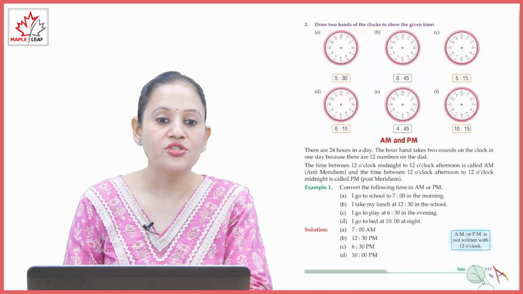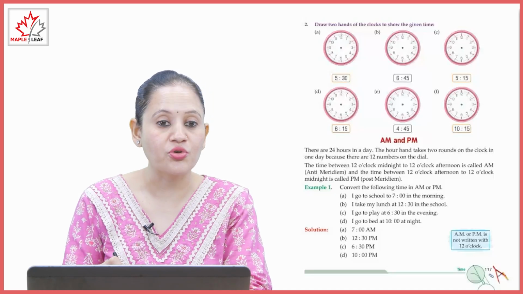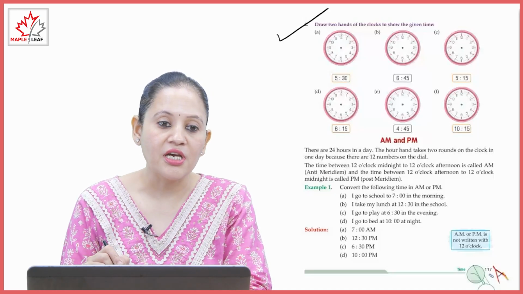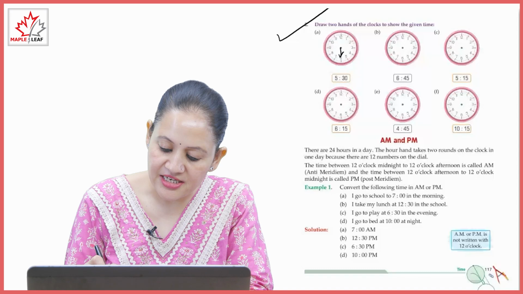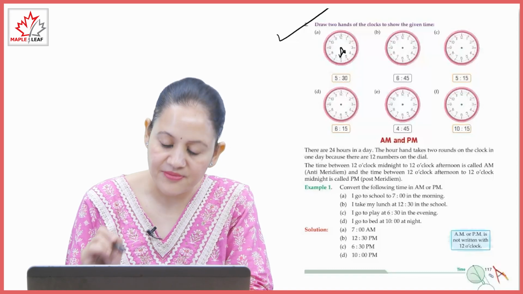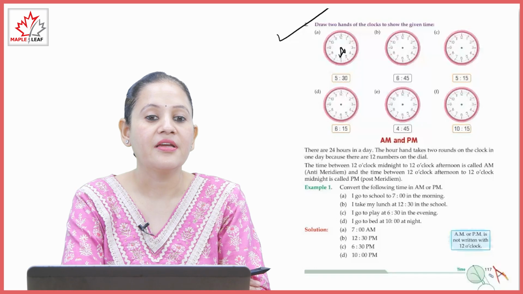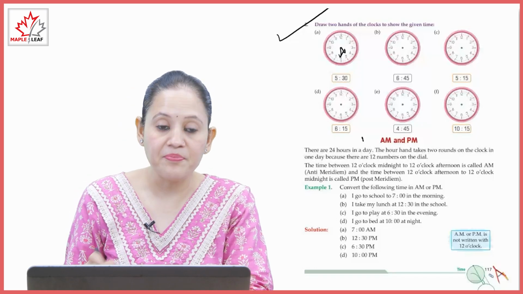Next is draw the hands of the clock to show the given time. So here the time is 5:30. So the minute hand would be at 6 and the hour hand is between 5 and 6. Clear?